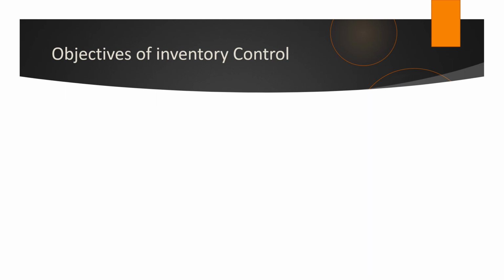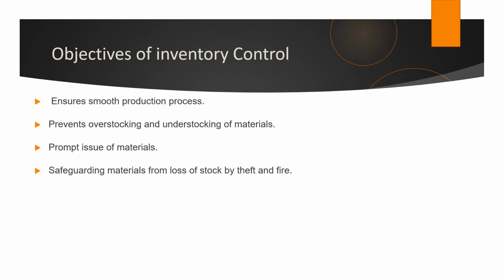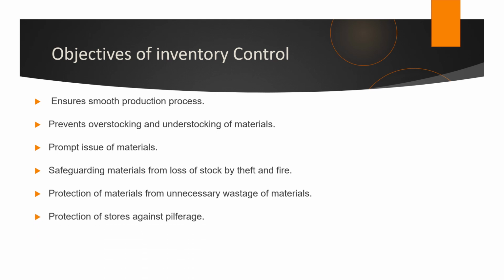Let's see what are the objectives of inventory control. Inventory control will ensure the smooth production process. It also prevents overstocking and understocking of materials. It promotes issue of materials and safeguarding the materials from loss of stock by theft and fire. Further, it provides protection of materials from unnecessary wastage and protection of stores against pilferage. Further, it will minimize the storage cost.